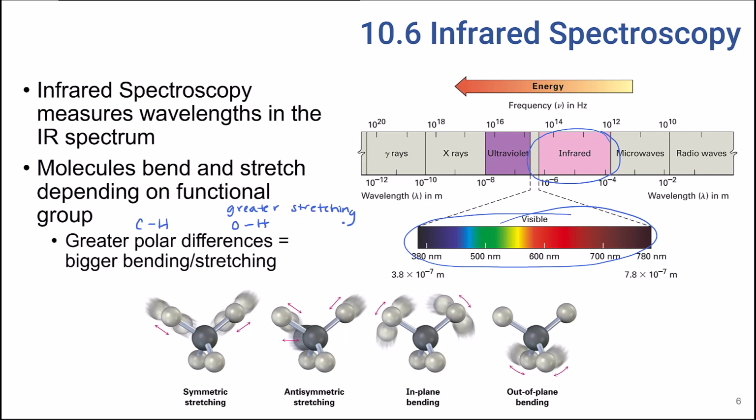We have symmetric stretching. There's anti-symmetric stretching that kind of looks like scissors. There's in-plane bending and also out-of-plane bending. So you can see the different motions that you might encounter there with the infrared stretching and bending.